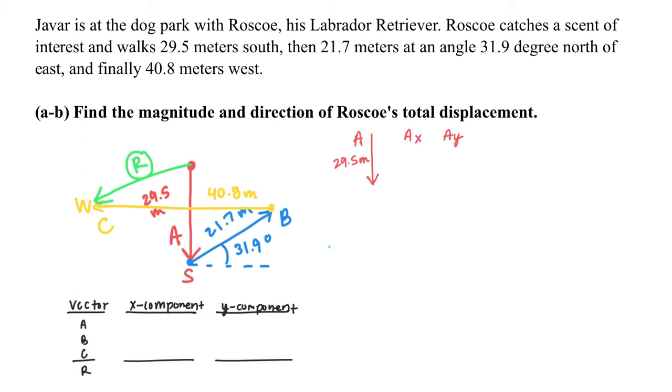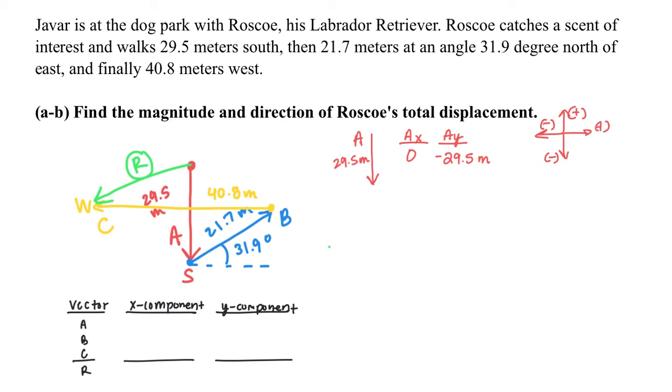If we look at vector A, we'll see that there actually is no x component for vector A. Anytime we have a vector that is perfectly horizontal or vertical, it's just an x or y component by itself. And so in this case, the y component for A would be the negative 29.5 meters. And notice I made this negative. And remember, anything pointing down or to the left, we're going to call negative. And then anything pointing up or to the right, we're going to call positive.